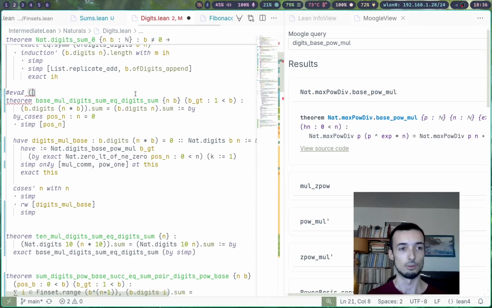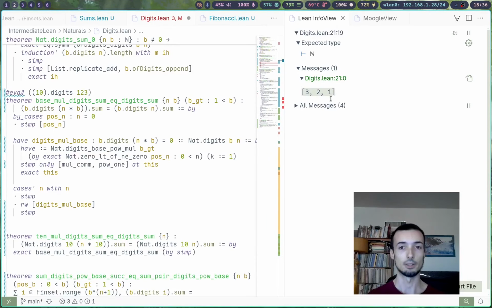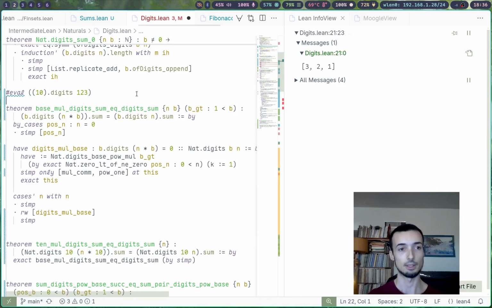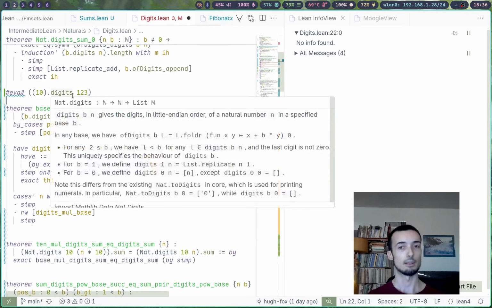Let's do 1, 2, 3, and then we'll do base 10. So the digits of 1, 2, 3 in base 10 is 3, 2, 1, not 1, 2, 3. And that's because digits is defined as being in little endian order. So the most significant digit is last and the least significant digit is first.